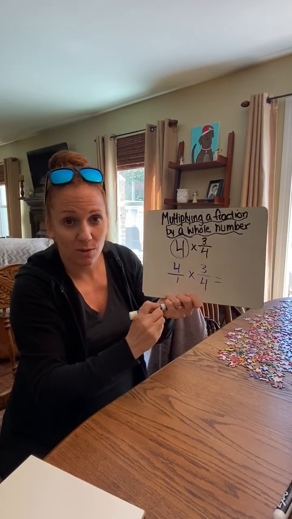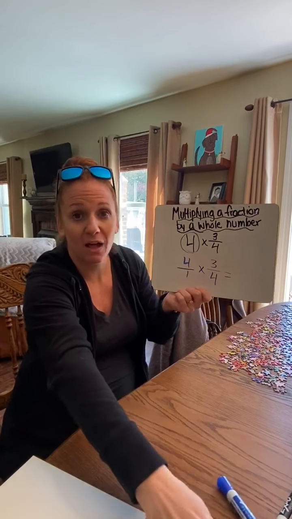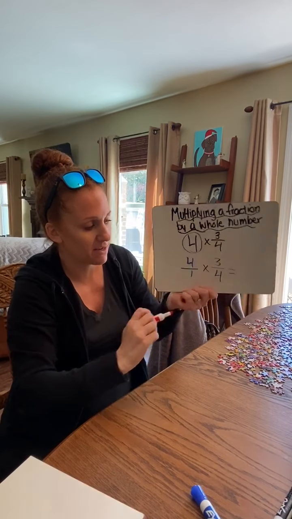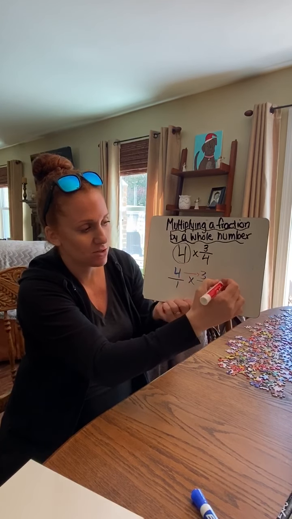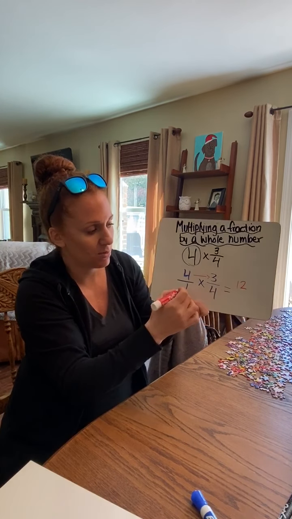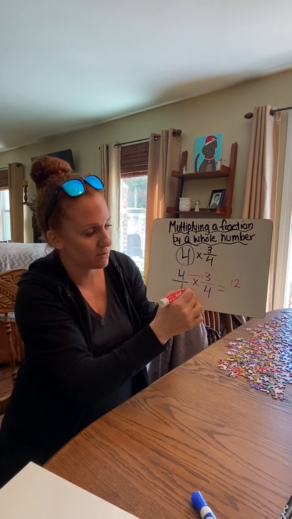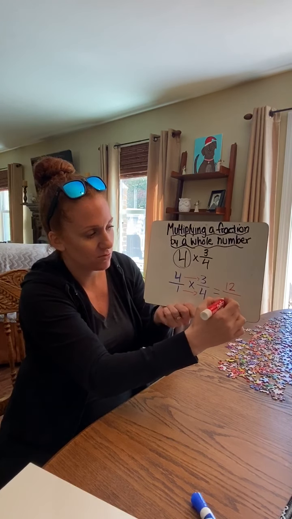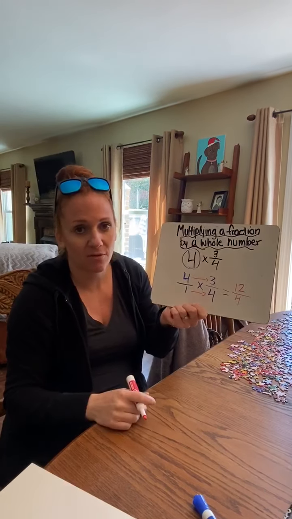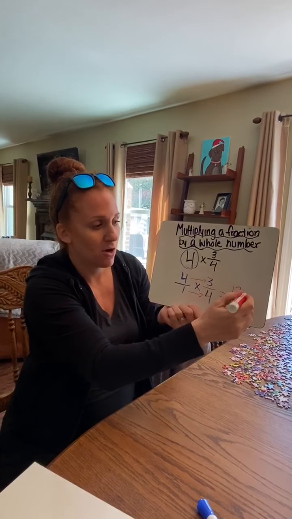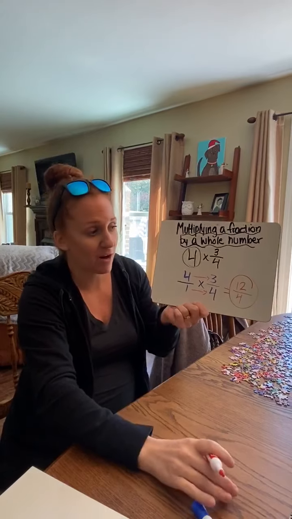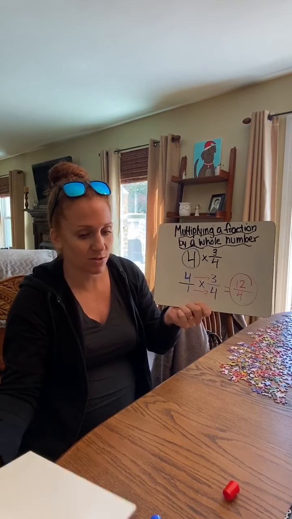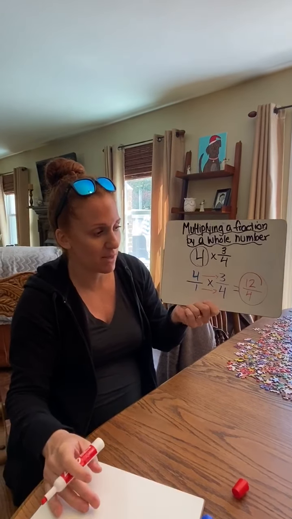All right, so when we multiply, we just multiply straight across. Like this, we would multiply the numerators, 4 times 3, which is 12. And we would multiply the denominators, 1 times 4, which is 4. So now we have our answer, 12/4, which hopefully some of you are looking at and saying, uh-oh, that's an improper fraction.